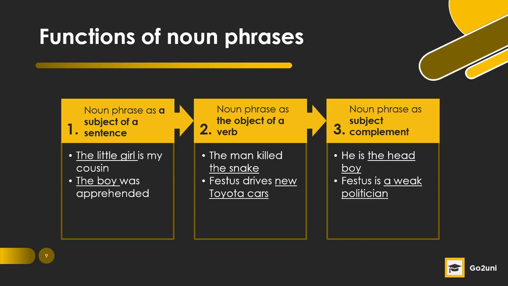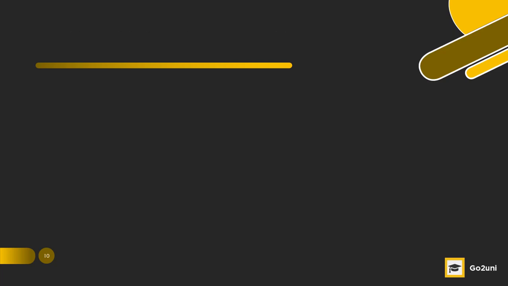And the same thing is applicable in the second example, where you have Festus is a weak politician. A weak politician we are talking about is Festus. And Festus that we are talking about is a weak politician. So you notice that the underlined part, which is a noun phrase, is pointing back at Festus, who is the subject of the sentence. So you now have nouns functioning, or noun phrases functioning as subject complement in sentence structures.